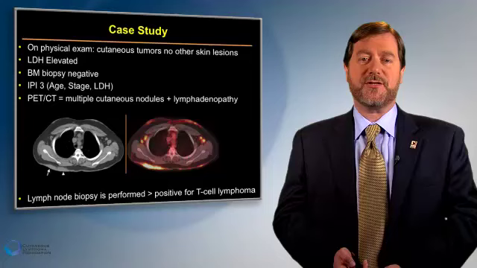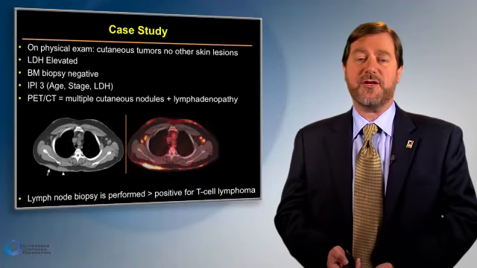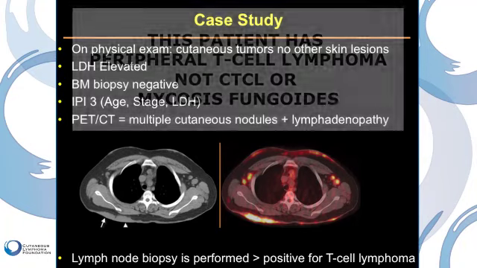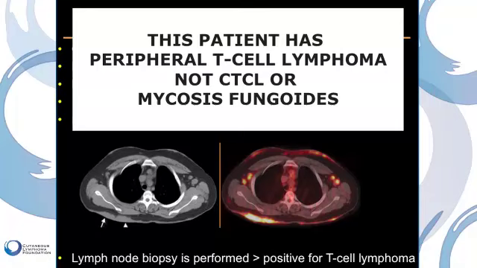In this particular case, the patient went through a complete physical examination showing that the only nodules were in the skin, but the LDH, which is a laboratory test frequently run in lymphoma, was elevated, which would be unusual for cutaneous T-cell lymphoma. The bone marrow biopsy was negative, but a PET CT scan showed the presence of lymphadenopathy in both axillae, on the right and the left. It is illustrated by those bright yellow dots on the slide. Therefore, the diagnostic conclusion here is that the patient has peripheral T-cell lymphoma, not CTCL or mycosis fungoides.